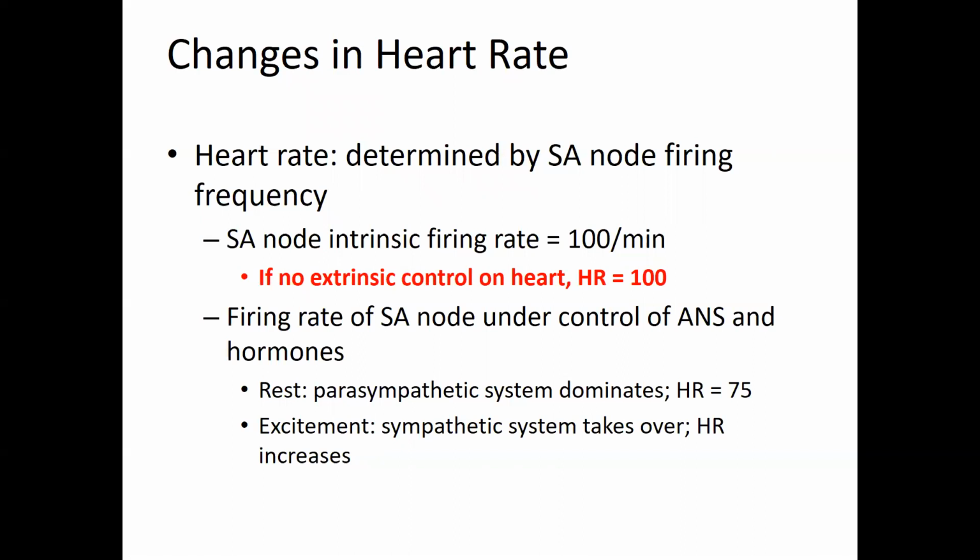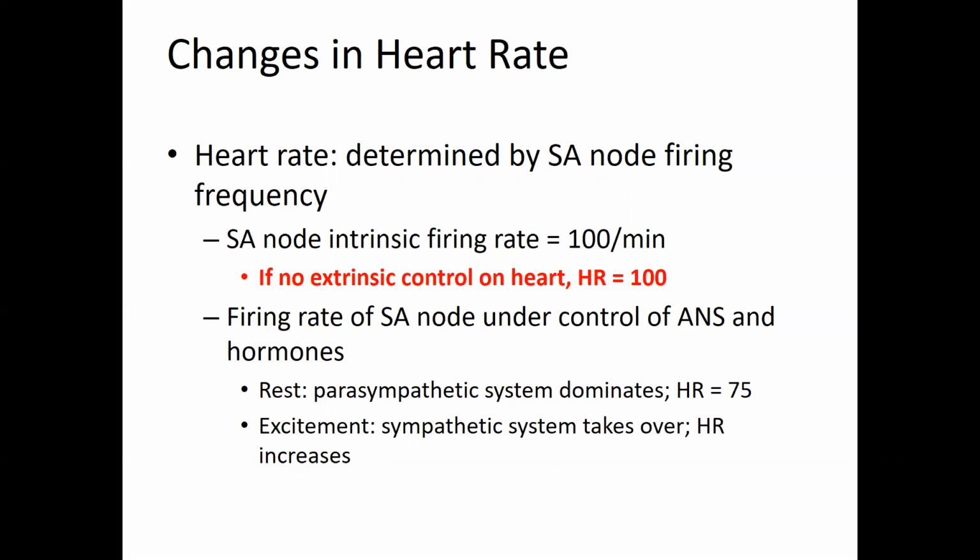And that is a reflection of the SA node. We know the SA node is the autorhythmic group of cells that sets the pace for the heart rate. And intrinsically, the SA nodal cells want to fire 100 times in every minute. We say intrinsically because if you took a SA nodal cell and put it in a petri dish, not in the heart, it would fire 100 action potentials every minute. In the body is a different story.